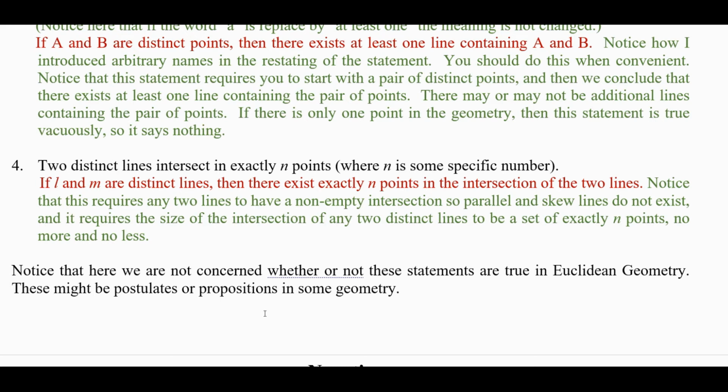Okay, so notice that this requires any 2 lines to have a non-empty intersection. So this means that there are no parallel or skew lines in the geometry. They don't even exist. And it requires the size of the intersection of any 2 distinct lines to be a set of exactly n points. No more, no less. So for example, if n is 1, this says every time you pick 2 lines, there's exactly 1 point in common. Or maybe n is 2. Any 2 lines, there's exactly 2 points in common, and so forth.